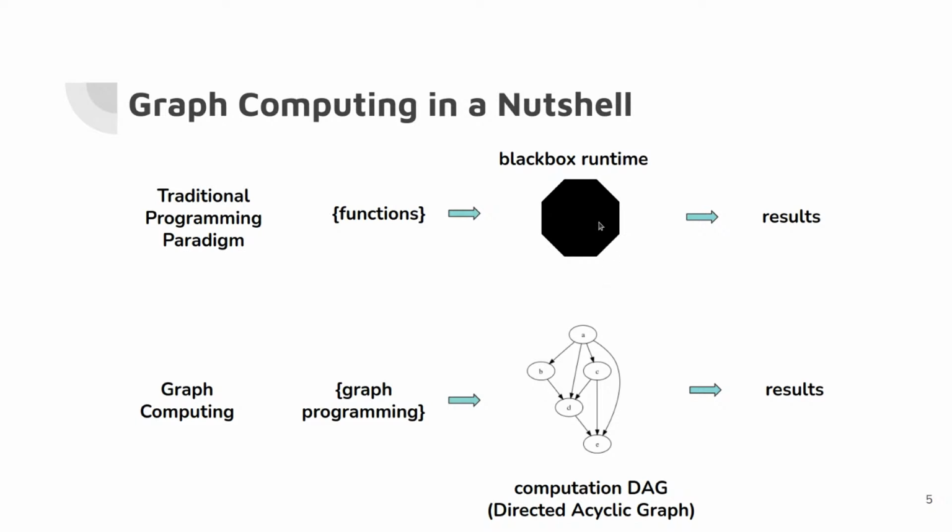So the key difference is that we have this intermediate representation called the computational DAG. This is tremendously useful, and in the next few pages, we're going to show how to solve the challenges we listed in the beginning.